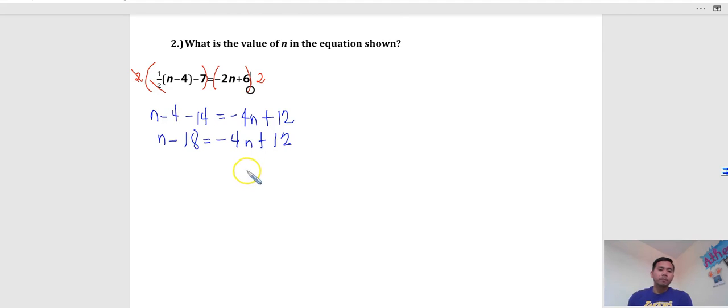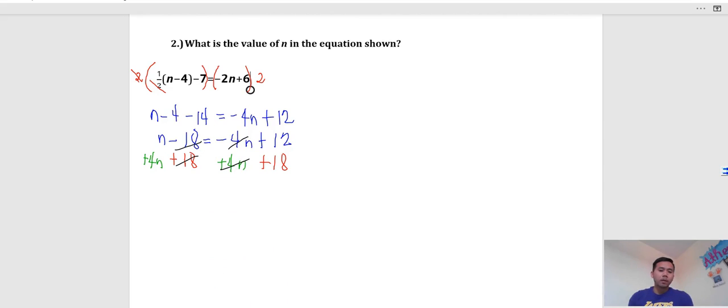Now we have to combine like terms on the same side of our equation. So what I'm going to do is add 18 to both sides so that I can combine 18 and 12, and then add 4n to both sides so that I can combine 4n and n. And of course, this will be canceled out, and that will be canceled out also because it will give you a 0 answer.